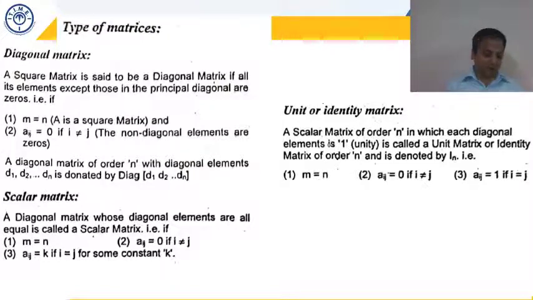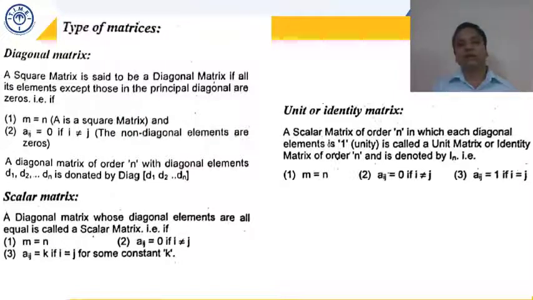First, m is equal to n. m is equal to n says that the number of rows is equal to the number of columns. It's a square matrix. Aij is equal to 0 if i is not equal to j, that is, if the row is not equal to the column, then the element is 0. If the row equals the column, that is A11, A22, A33, then the element value is 1.